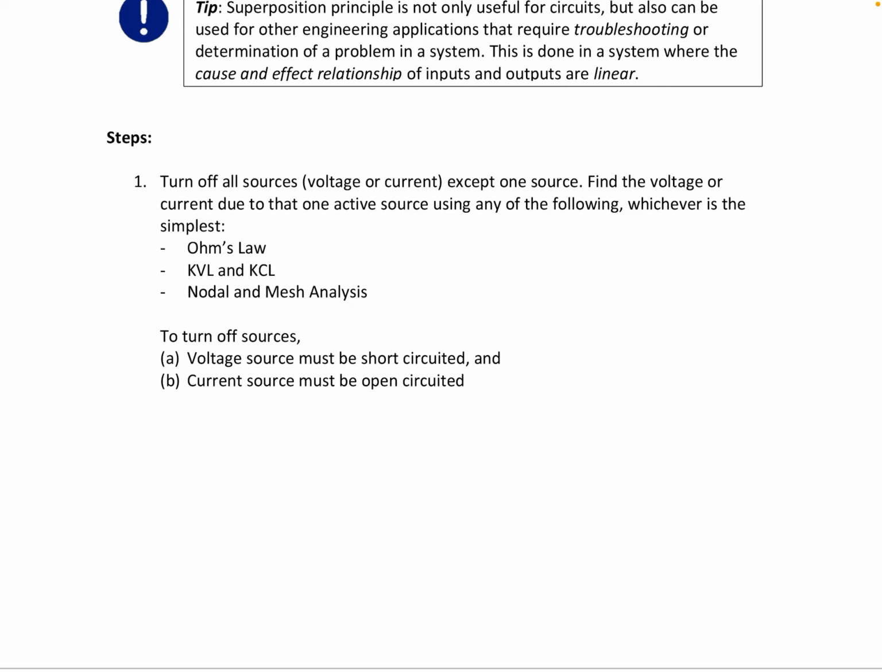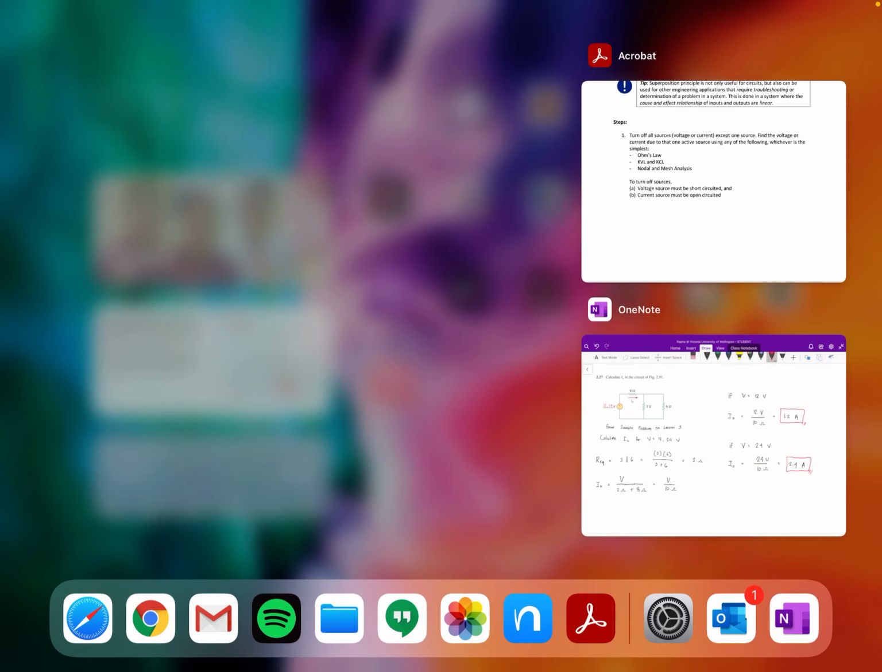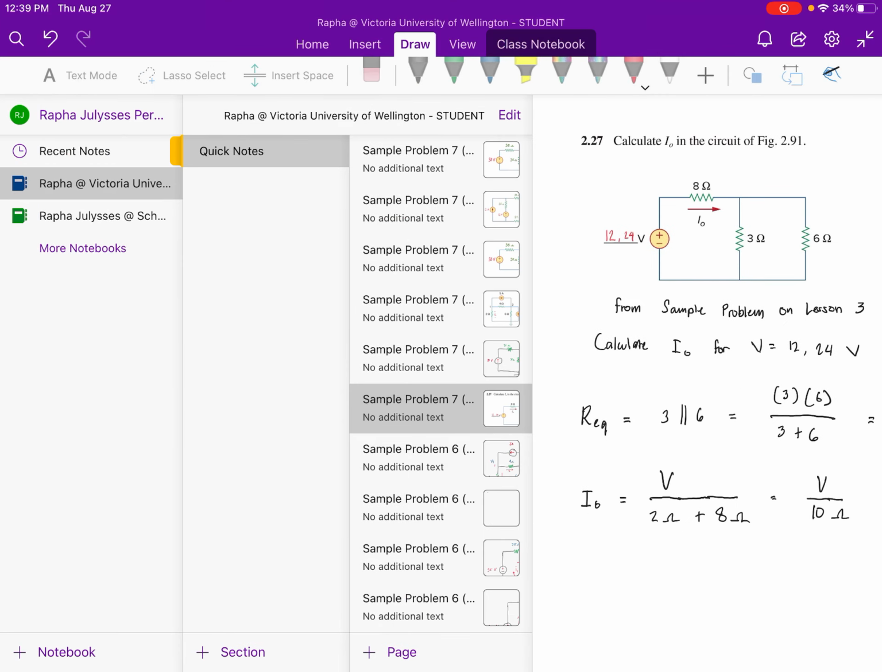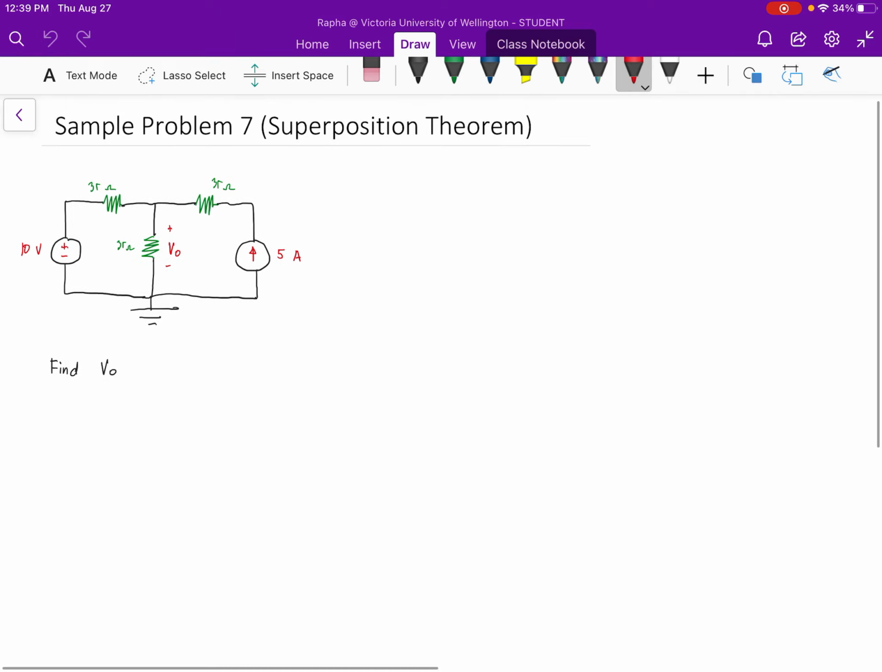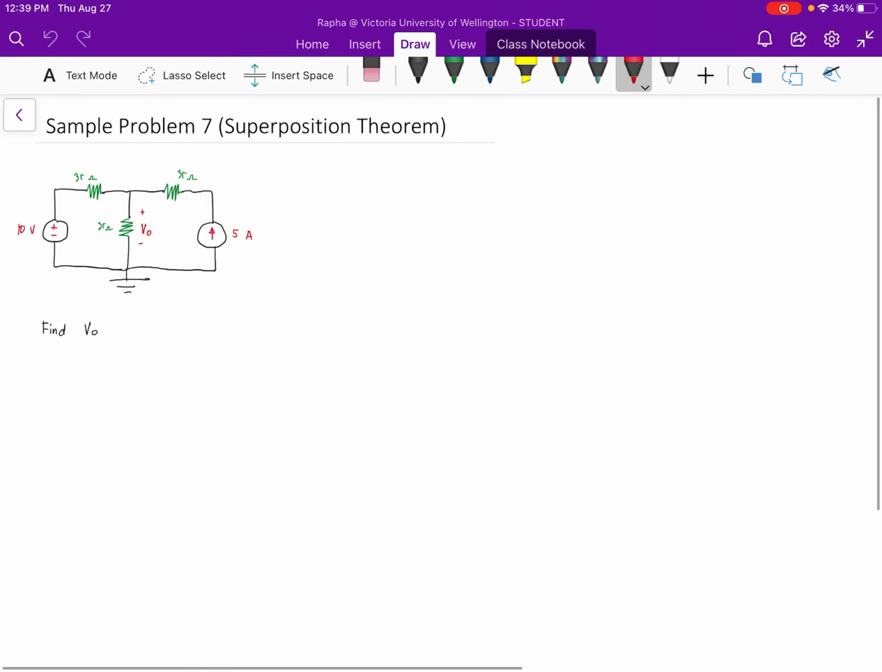So that's how we turn off either a voltage or current source. Before we proceed, let me give you an example. We have this sample problem for superposition theorem, and this tells us to find V sub O, which is the voltage across the 35 ohm resistor directly connected to the ground node. To approach this problem, we have two parts.